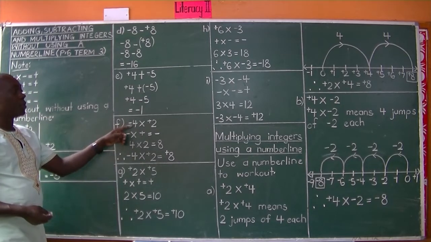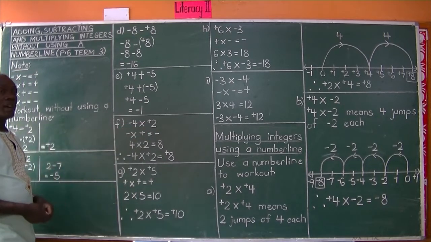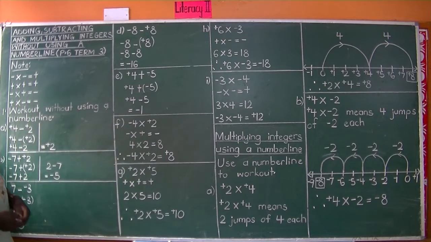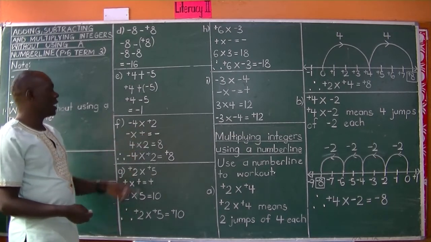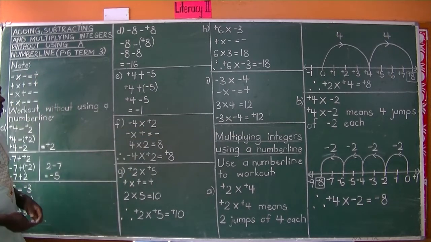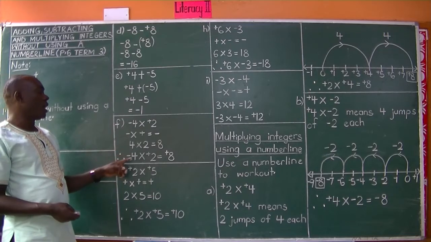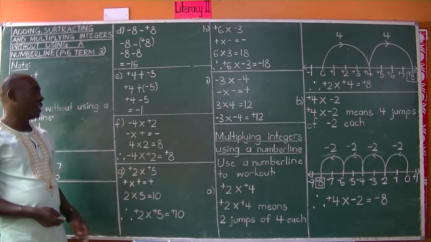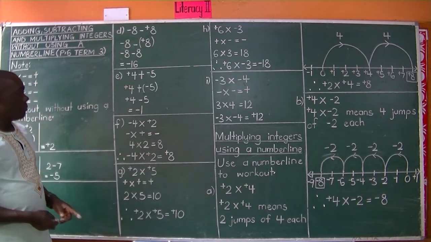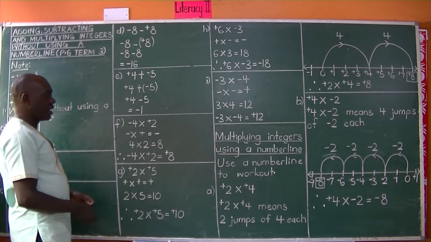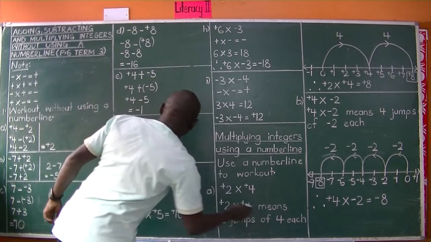Work out negative 4 times positive 2 without use of a number line. So we use the same integer rule. We've got a negative and a positive, which is equal to negative. So the answer is going to be a negative. And then we know 4 alone times 2, you get 8. So these results are combined together here to get the answer.